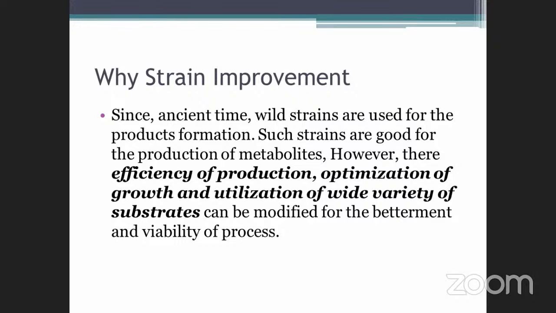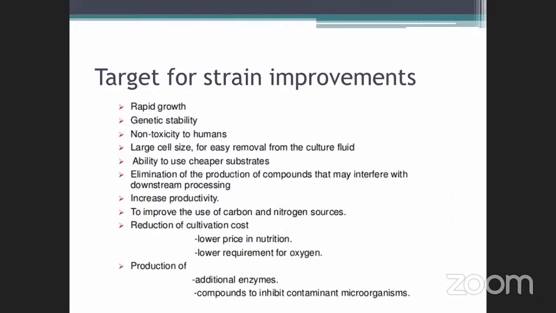So in short, the improvement in terms of growth parameters, in terms of their efficiency to produce particular metabolites, or sometimes to improve the overall economy of your process. Okay, so that's why strain improvement is considered a very key process. So why are we ultimately going to start strain improvement?